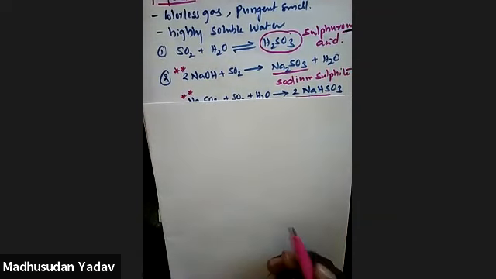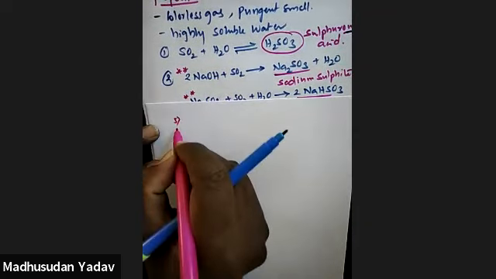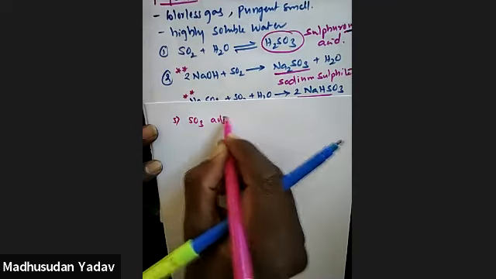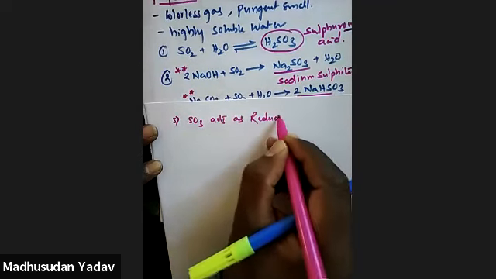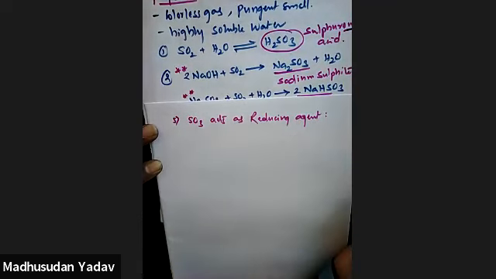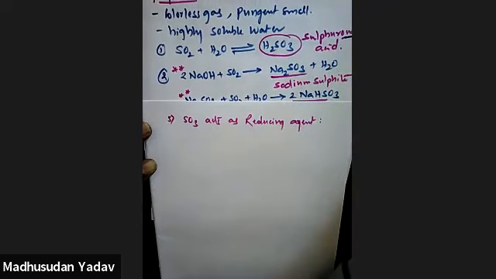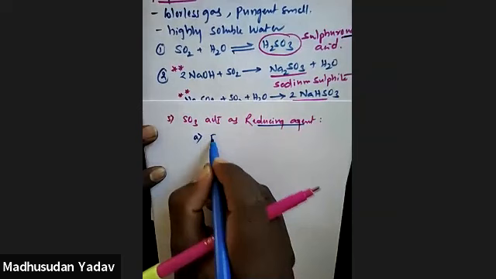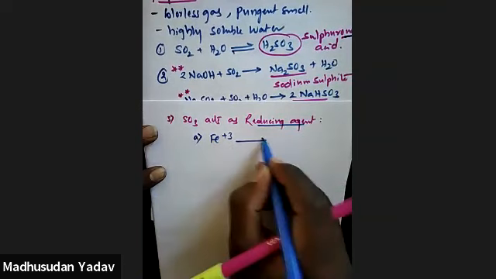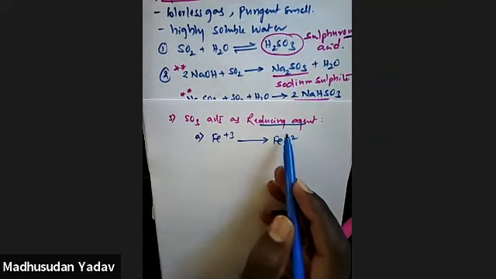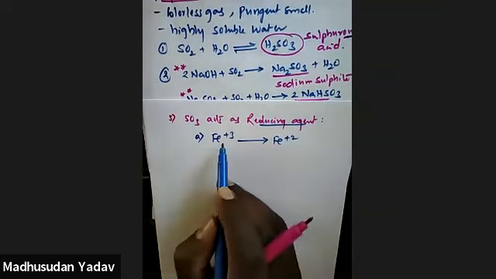Okay, here I think fifth one, sulfur dioxide acts as a reducing agent. Can you see this? You are able to follow, girls? Yes, please respond. It acts as a reducing agent. That means it reduces the other one. So iron plus 3 is converting into iron plus 2. Decrease in oxidation state is called reduction, right? So sulfur dioxide will do this function.